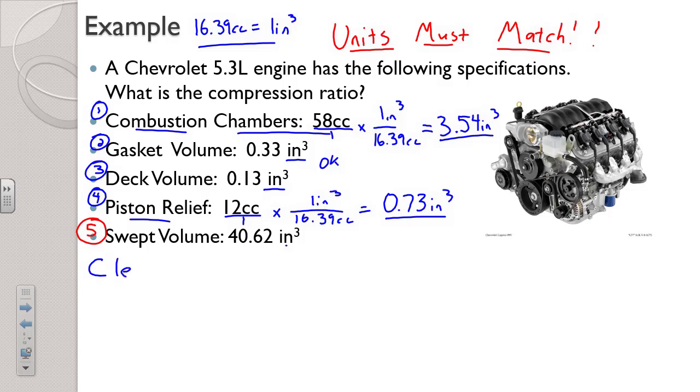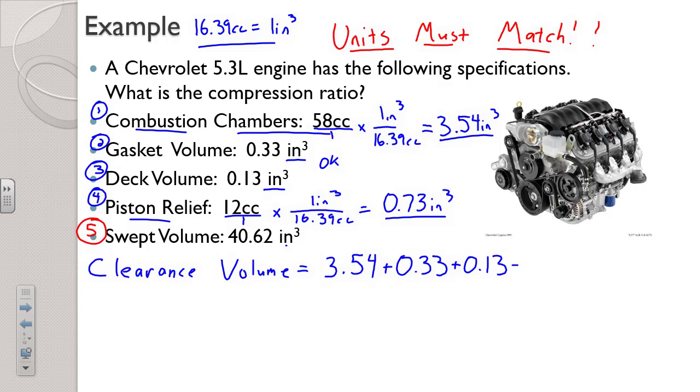First of all, what is our clearance volume? Our clearance volume are the 4 small ones added together. Our combustion chamber volume, plus our gasket volume, plus our deck volume, plus our piston relief, and that gives us 4.73. It's important to note that those are cubic inches. So we found our clearance volume. All the air and fuel in this engine gets jammed into 4.73 cubic inches. Now we can go ahead and find our compression ratio.